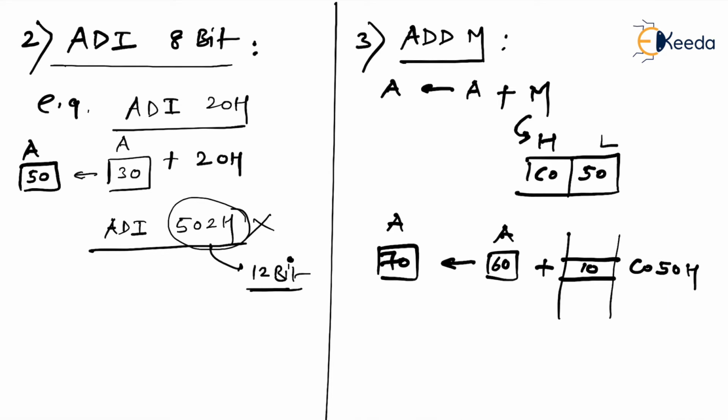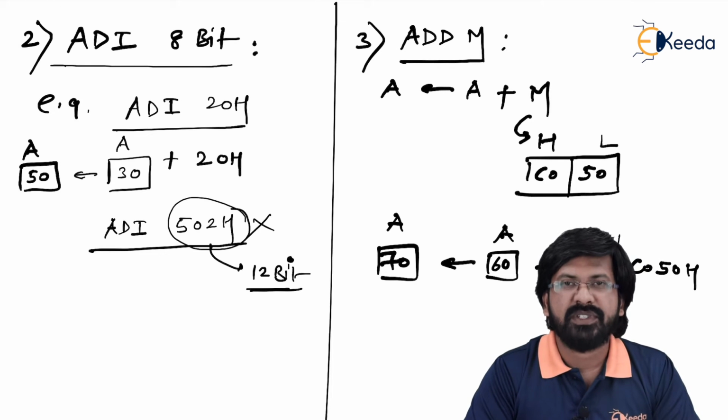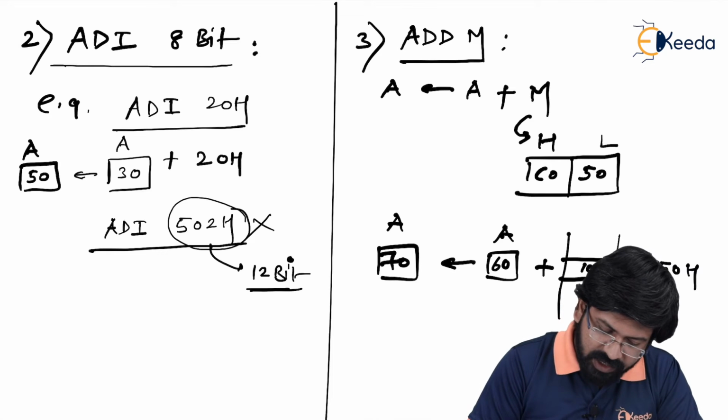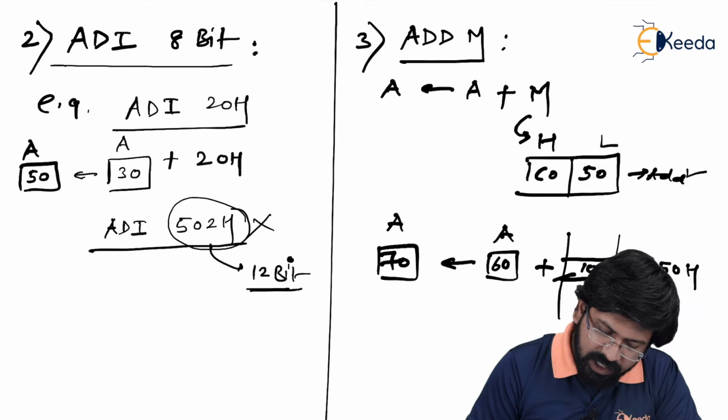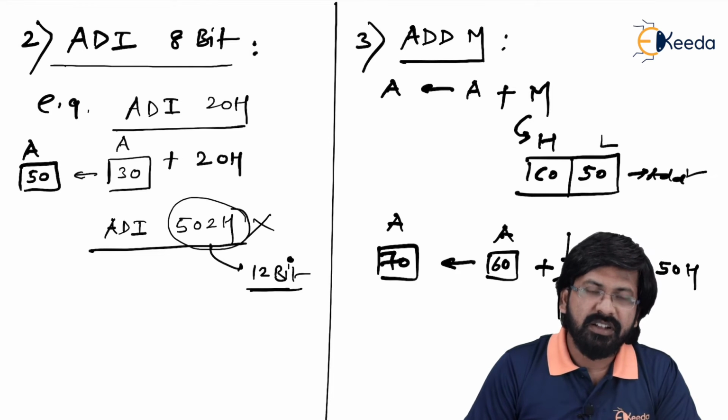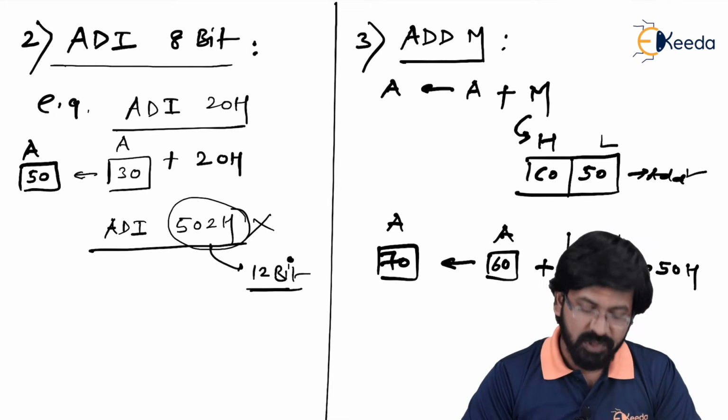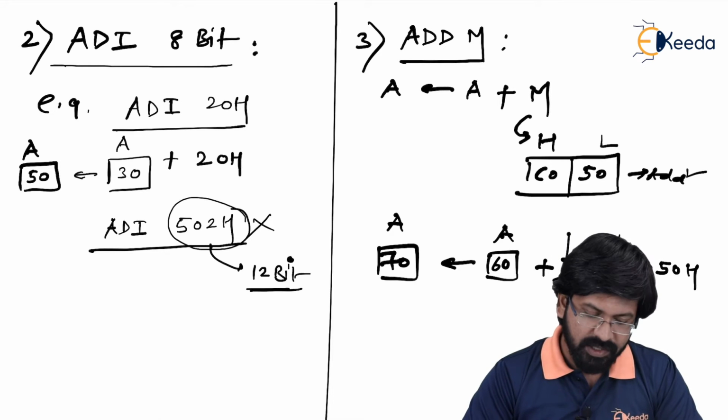So let me repeat this instruction. ADD M stands for add content of memory, where memory is pointed by HL register pair. HL has given you address, and address has given you data. Data gets added with accumulator, and answer goes to accumulator. I'm sure you must have understood this instruction. Let's move to the next instruction.